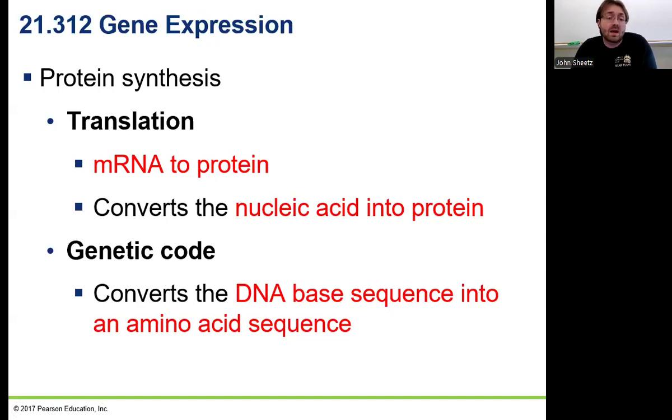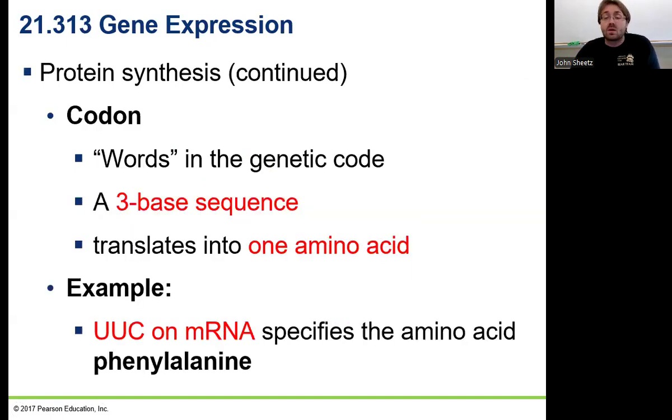So protein synthesis: mRNA is used to transcribe a code from the DNA that is then used to synthesize amino acids, which are then stuck together to form a protein. Proteins can be subdivided into 3-letter sequences, 3 base sequences. Each one will correspond to a single amino acid, which are the building blocks of proteins. An example of this would be UUC on mRNA, which specifies that once it reaches the ribosome, it's going to synthesize the amino acid phenylalanine.